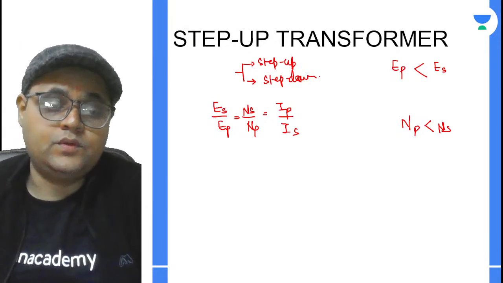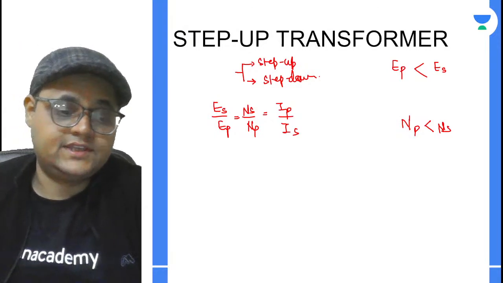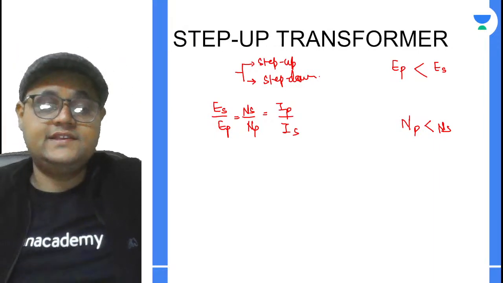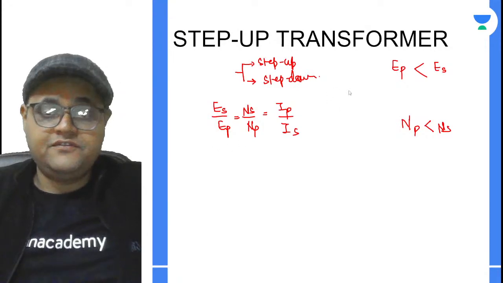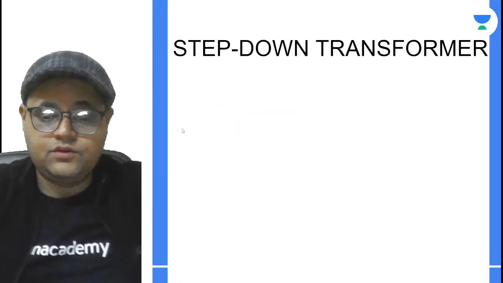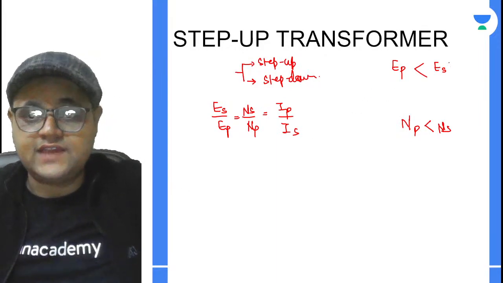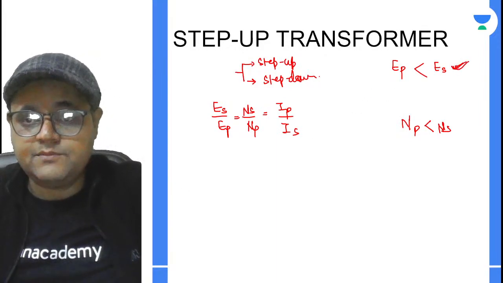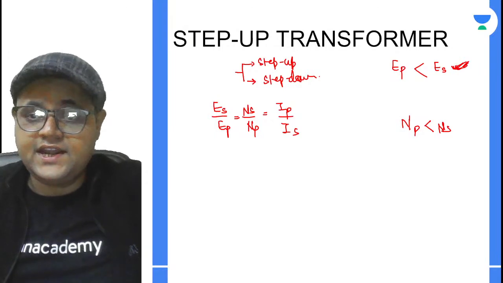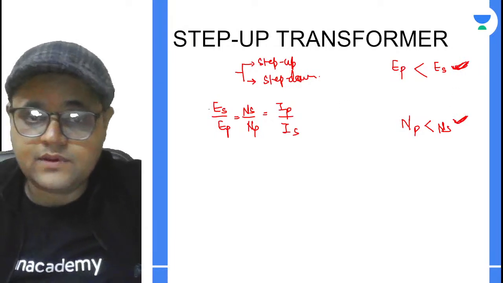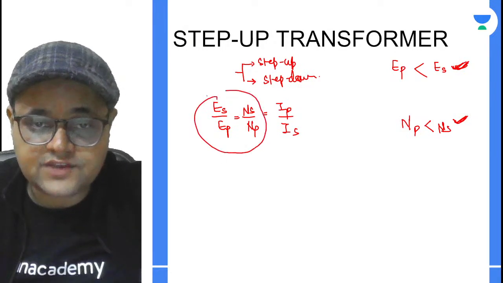Now, at the output, we have a secondary voltage. The output side is the secondary side, right? So, if we are having a secondary side at the output, what does it mean? If it is stepping up the voltage, it means the secondary voltage, the secondary EMF will be greater. If the secondary EMF is greater, obviously the number of turns at the secondary side will be greater. Why? Because this is the relation.